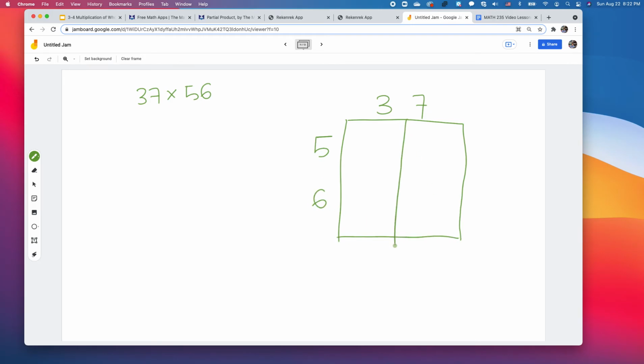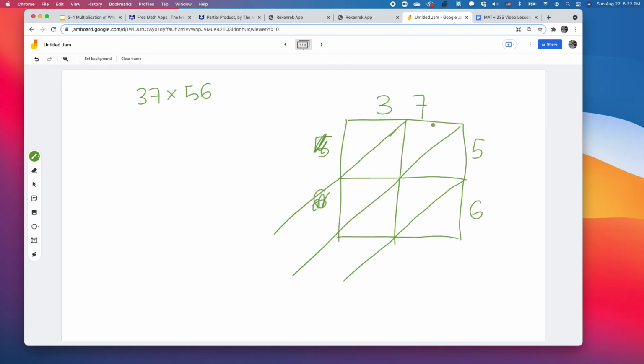You're gonna break this box and you're gonna make diagonals here. Okay, and what you're gonna do here is, I'm not writing 56 here. I think it's easier to write 56 here. So 37 times 56. Each square here is the intersection of those two numbers.